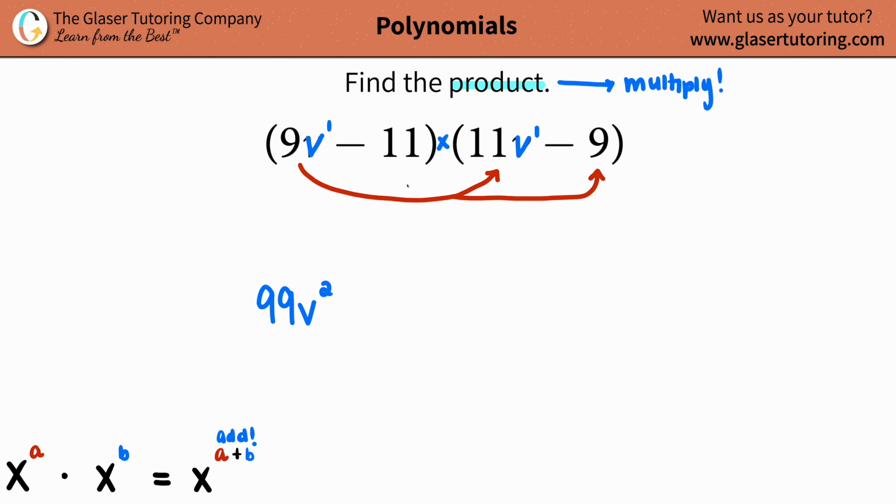And now we go on to the next one. You got to be fair. Take that 9v and multiply it by the second term, and in this case, it's the negative 9. So numbers always come first, then do your variables. 9 times negative 9 is negative 81.